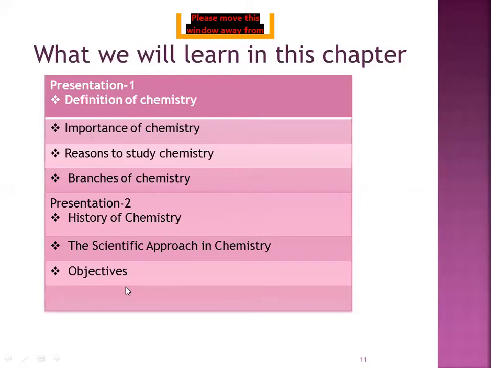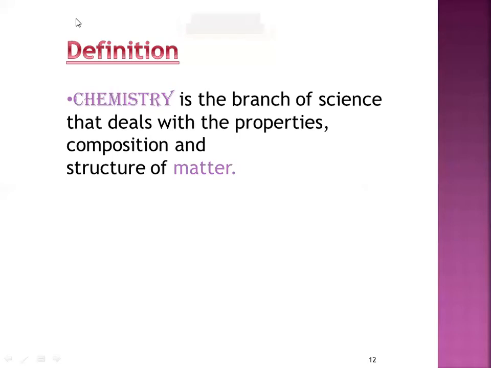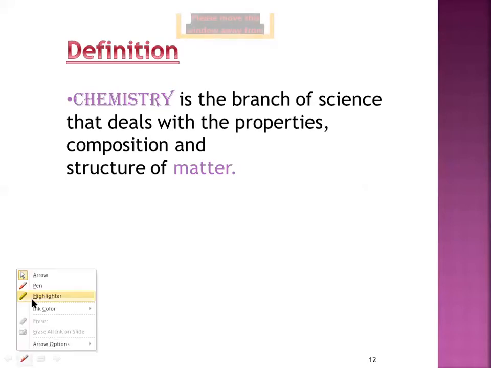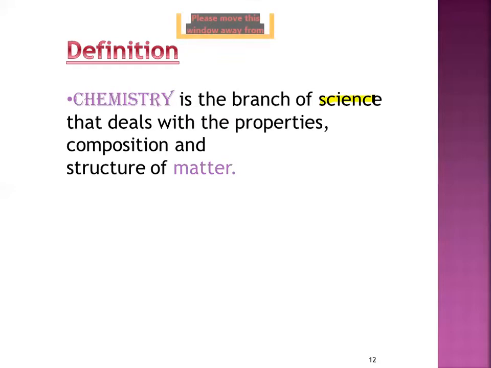So first of all, students, you should know what is chemistry. What is the definition of chemistry? So my dear students, chemistry is the branch of science. Okay, science word is coming from a Latin word scientia, which means knowledge. Okay, so basically this chemistry, it is the branch of science that deals with the properties, then composition, and then structure of matter. Okay, so first of all, you should know what is a matter.